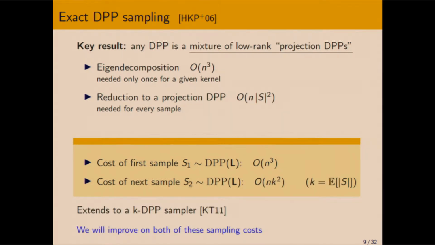And so that means that the cost of the first sample we obtain from this procedure is going to be the cost of the eigendecomposition, so it's going to be expensive. The cost of every next sample, if we're interested in more samples, is going to be cheaper but still grow linearly with n. Here k generally denotes the expected subset size or the exact subset size. And this also extends to k-DPPs. So our results are also going to be framed in the following fashion, where we're going to try to improve on both the first sample cost and the subsequent sample cost. So is this clear? By exact, you mean the probabilities are exactly right?